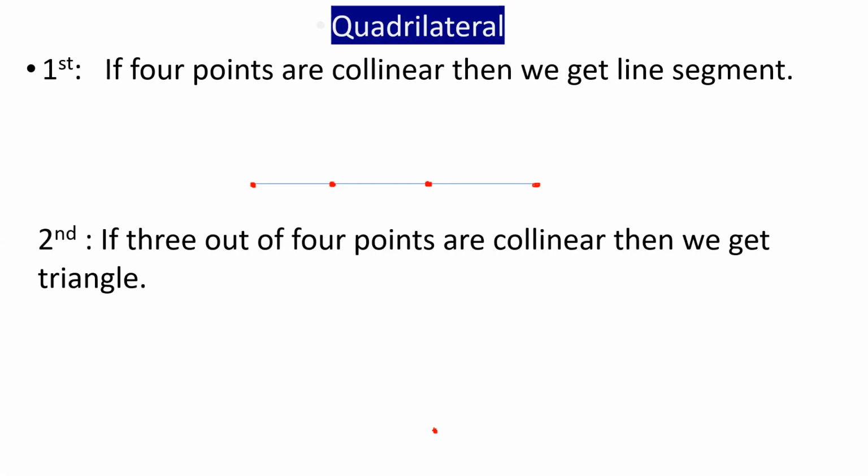When we see that if 3 out of 4 points are collinear, then we get a triangle. So here in this figure, 3 are the collinear points. Collinear means all the points which lie on one line. And here the fourth point is out of that line. So if you join it in order, you get a triangle.